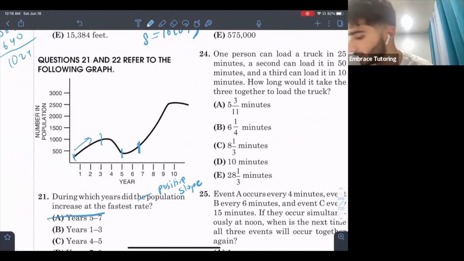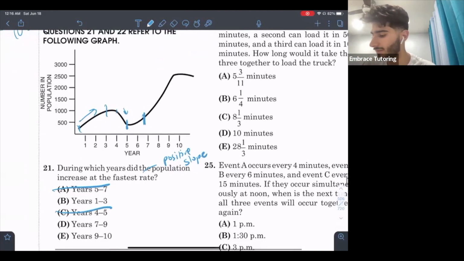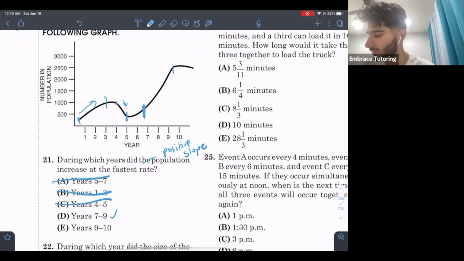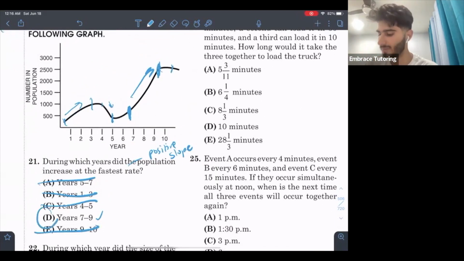It's from less than 500 to almost up to 1,000. So 4 to 5 is downwards. Eliminated. 7 to 9, actually, yeah, 7 to 9 is also good. That also works as a possible answer, because 7 to 9 is from here to right here. 9 to 10 is pretty stagnant. E is eliminated. Choice D is our correct answer for 21. You just have to look at the slope and how steep the line is. Steepness.